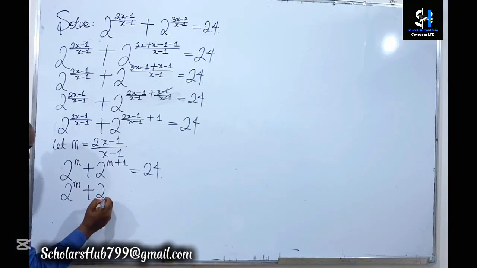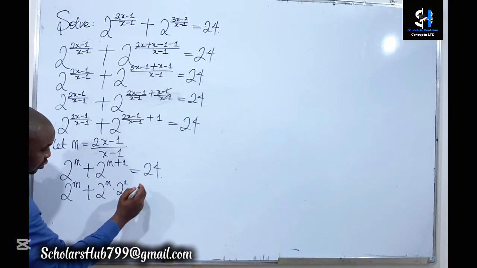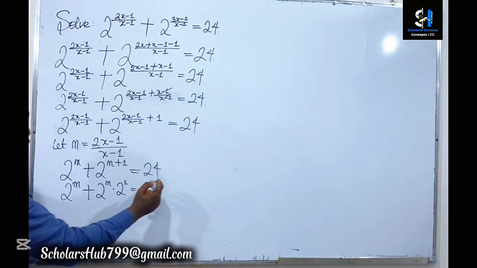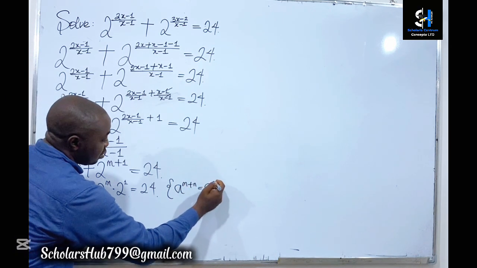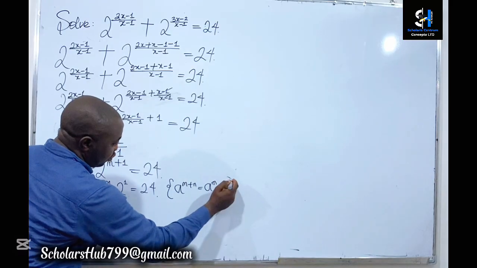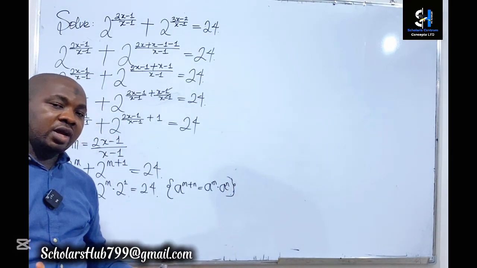Now in this case, we can again write this as 2 raised to the power of m plus 2 raised to the power of m multiplied by 2 raised to the power of 1, equals 24. That is, if we apply the property a raised to the power of m plus n equals a exponent m multiplied by a exponent n, using what we call the power rule for exponents.